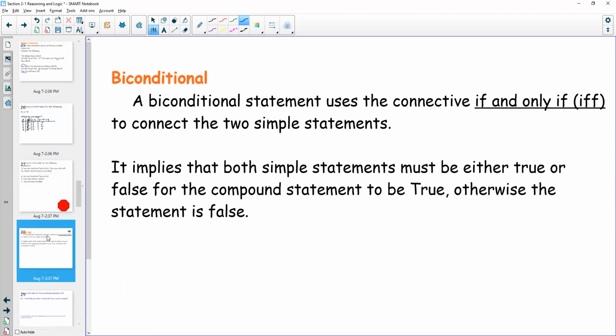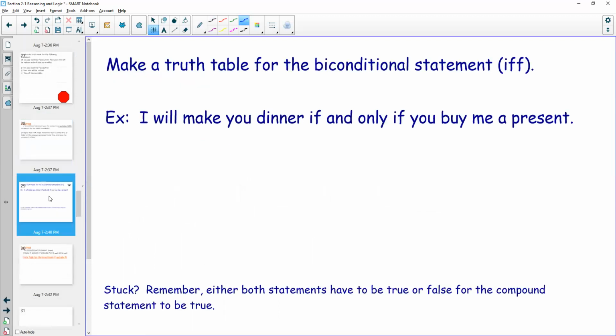The next kind of statement is called a biconditional. It connects two simple statements. What it means is that both have to be true or false for the statement to be true. Otherwise, it's false. A biconditional means they both have to be the same truth value. For example, I will make you dinner if and only if you buy me a present. The symbol for biconditional is a double arrow.